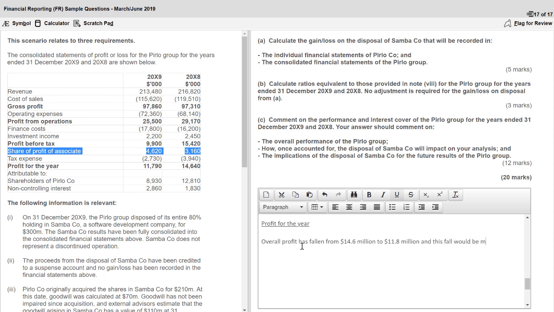and this fall would be more if we include the 14 million loss on disposal, and also the increase in associates' profit, which has increased from 3.2 million to 4.6 million. Okay, so things are bad.